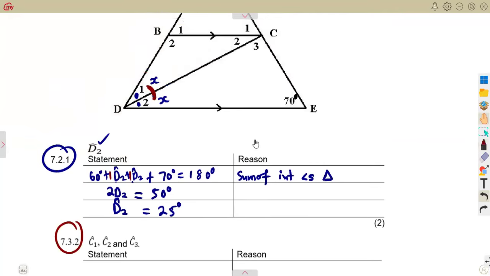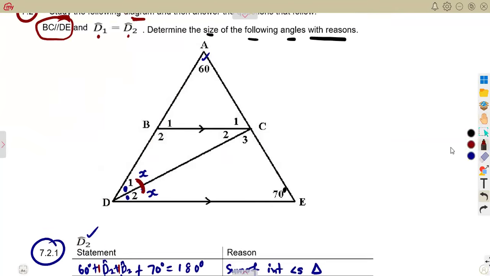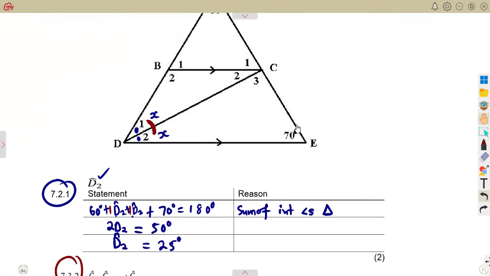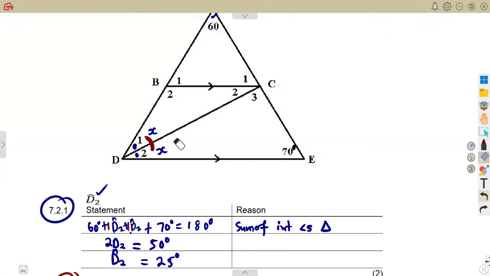All right. Angle C1. Let's see any of these. Remember this X we calculated, which is D2 and D1. Remember these two, we said they are equal. So this will be 25 degrees. This will be 25 degrees.